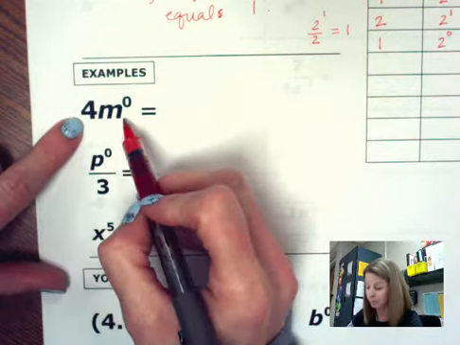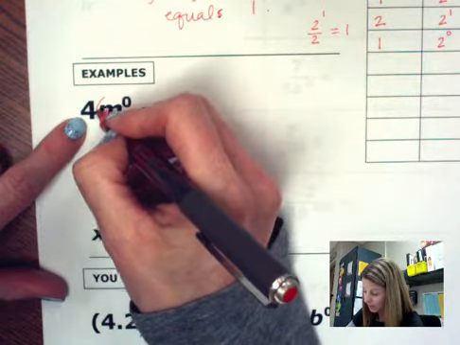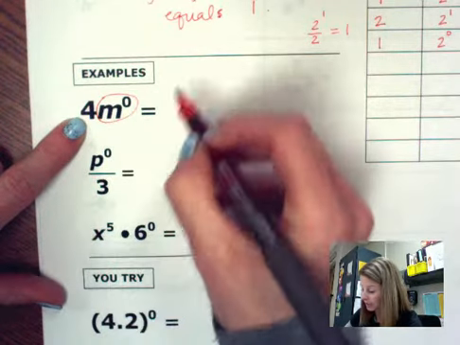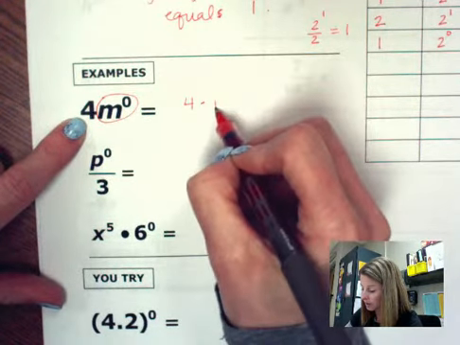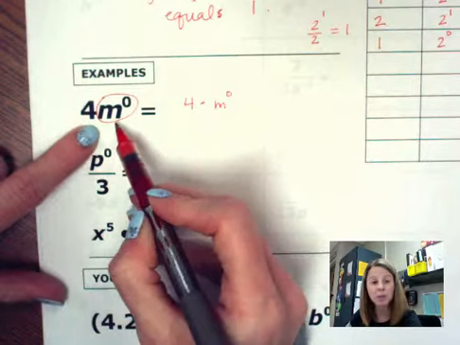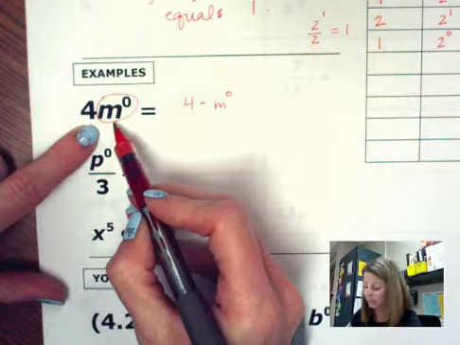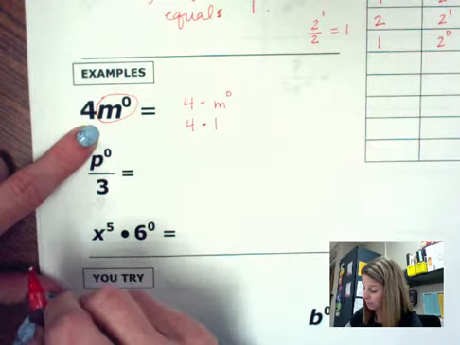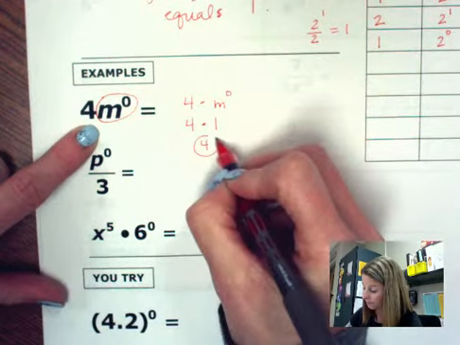Now, 4 times m to the 0 power. You need to really think about this as being 2 parts. This is really 4 times m to the 0. So m to the 0 is the only thing that is equal to 1. So this really simplifies out to be 4 times 1, which is 4.